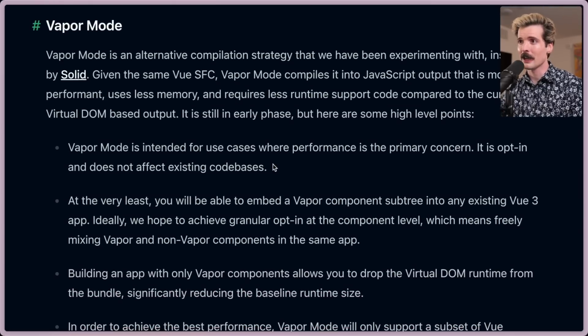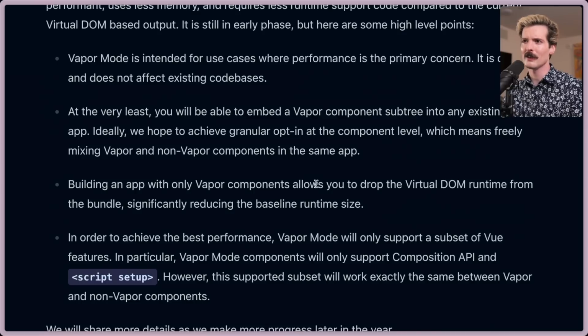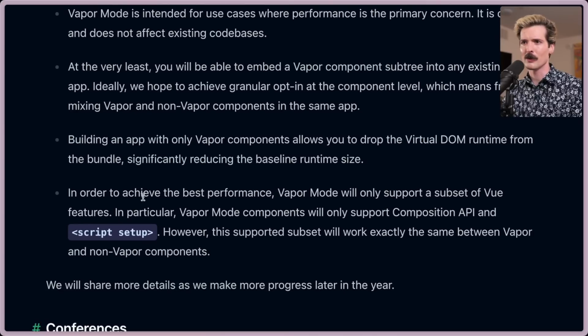Vapor Mode is intended for use cases where performance is the primary concern. It is opt-in and does not affect existing code bases. At the very least, you'll be able to embed a Vapor component subtree into any existing Vue 3 app. Ideally, we hope to achieve granular opt-in at the component level, which means freely mixing Vapor and non-Vapor components in the same app. Building an app with only Vapor components allows you to drop the virtual DOM runtime from the bundle, significantly reducing the baseline runtime size. And in order to achieve the best performance, Vapor Mode will only support a subset of Vue features. In particular, Vapor Mode components will only support the composition API and script setup. However, this supported subset will work exactly the same between Vapor and non-Vapor components.